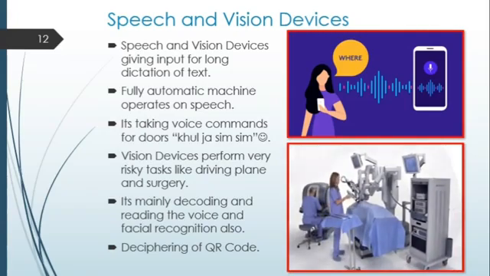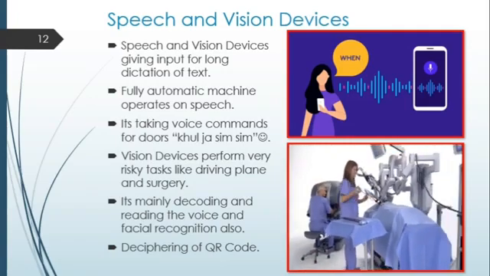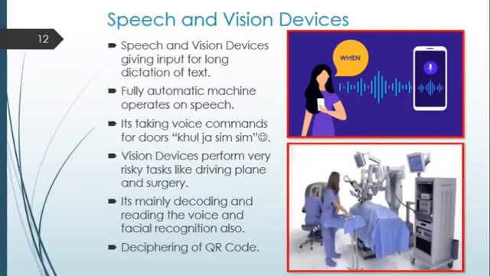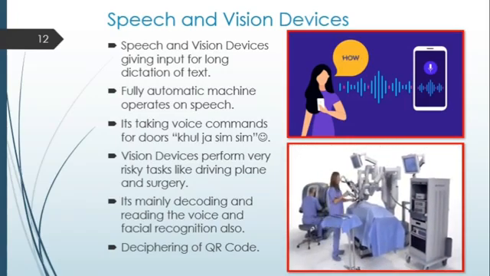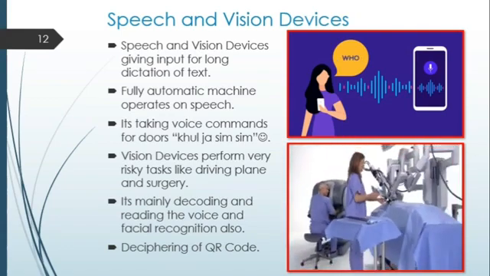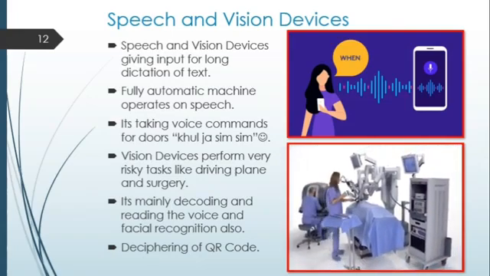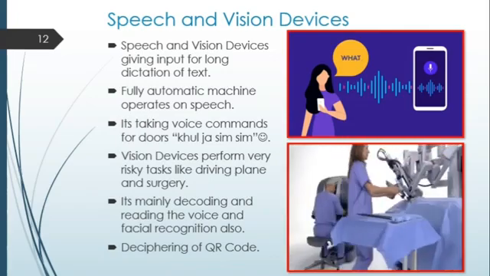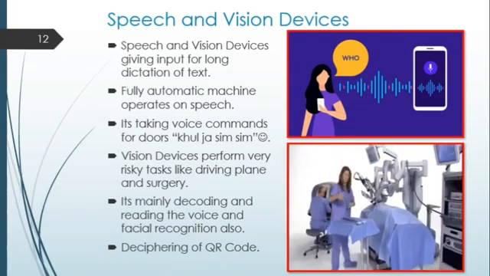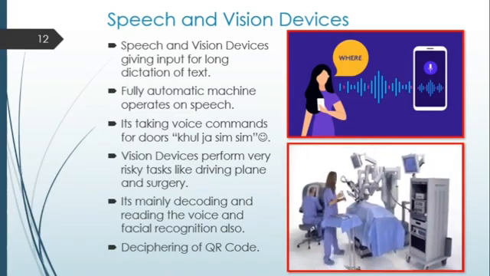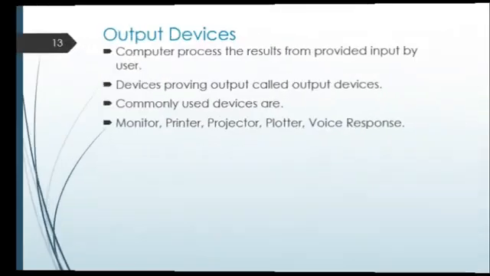Say, deciphering of QR code. You have many times scanned a QR code. This QR code is called quick response code. That is deciphered by these speech and vision devices, and deciphering is always done through the camera option.